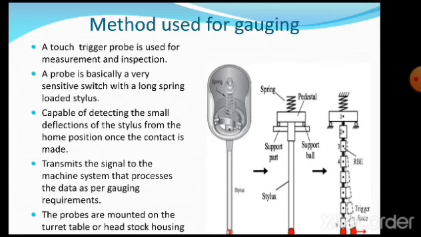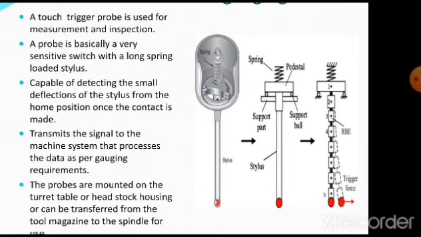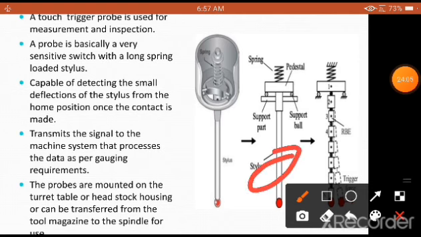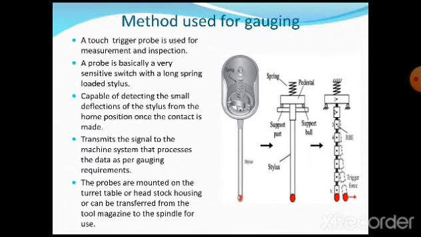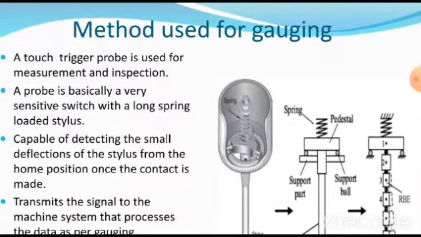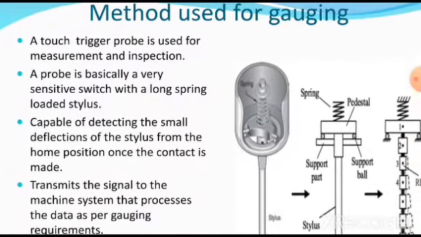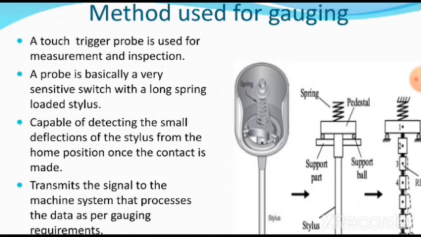A touch trigger probe is used for measurement and inspection. So whenever we want to carry out the workpiece detection as well as inspection of the finished component, we require a touch trigger probe. We bring this element known as a stylus, also called a pointer, to touch the surface of a workpiece or the cutting tool in case of a CNC machine for the purpose of measuring. It may be tool wear or it may be accuracy also.